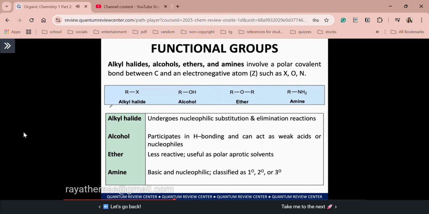It is reactive; it can undergo nucleophilic substitution and elimination reactions. Don't worry, we will also discuss your SN1, SN2, and your E1 versus E2 reactions. Again, that's very particular for alkyl halides.